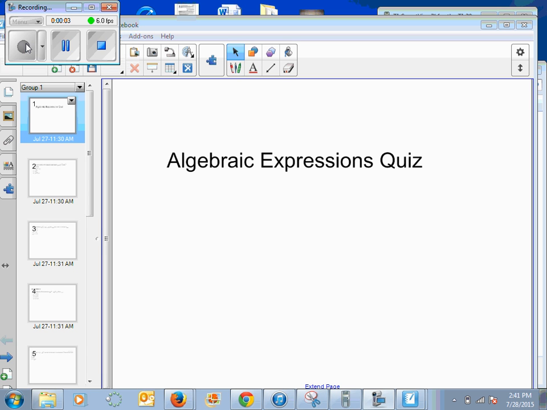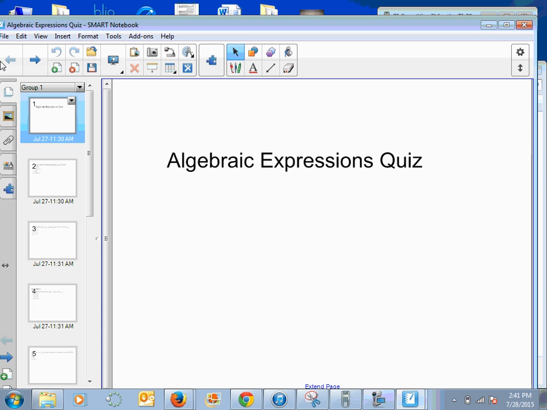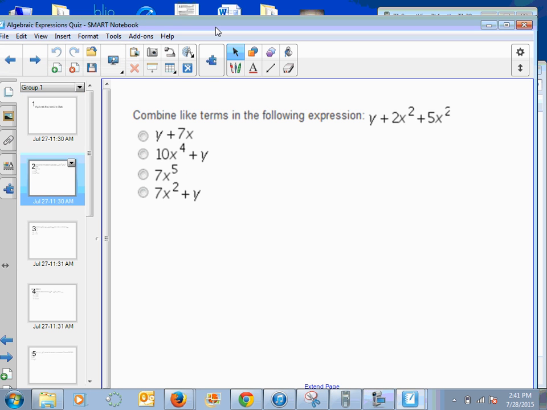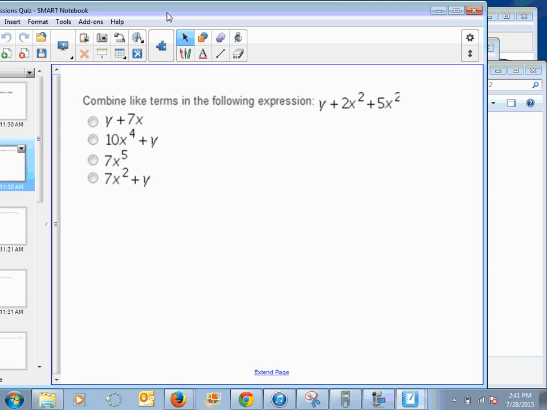Take a look at the algebraic expressions quiz. Okay, combine like terms in the following expression. So, a few things. When we think about terms, not just like terms, but terms, when I see this, you have one, two, three terms here. Okay, so it's got three.